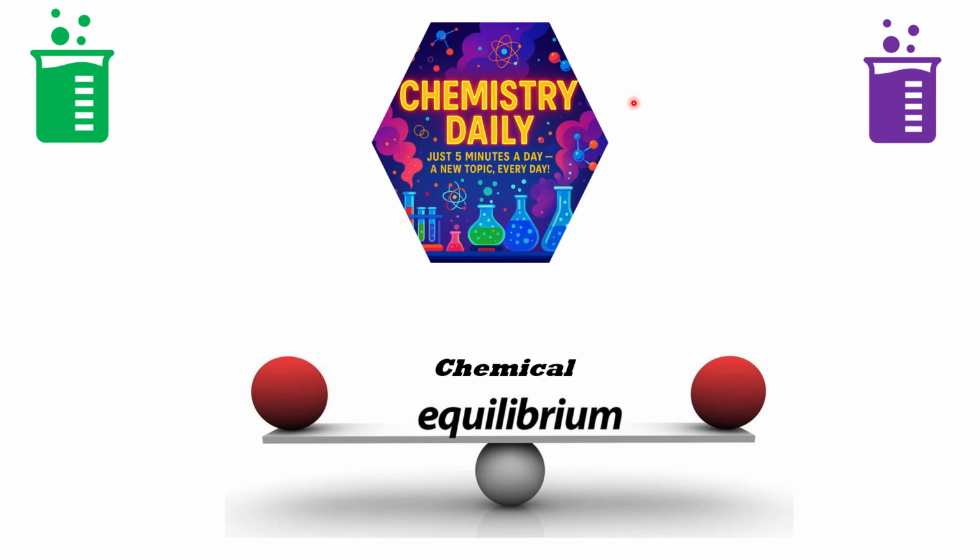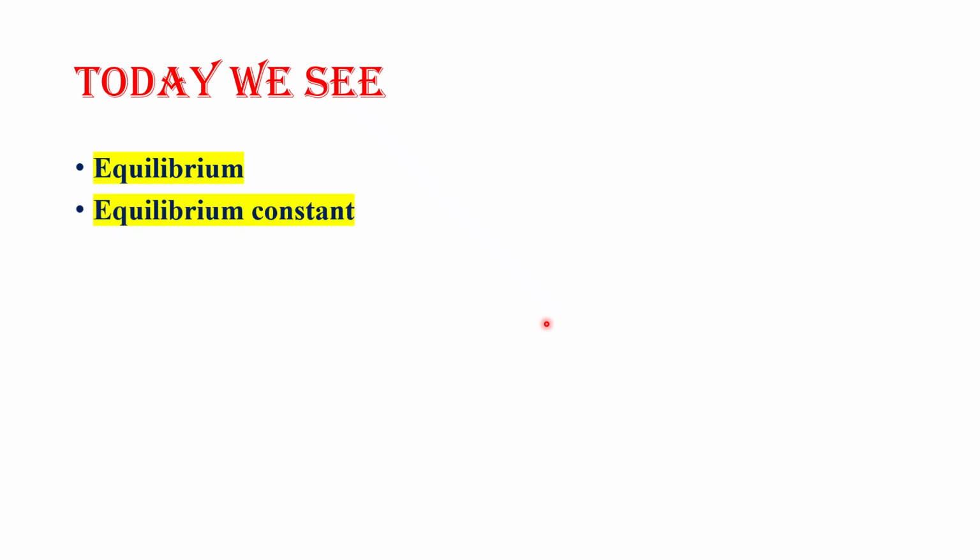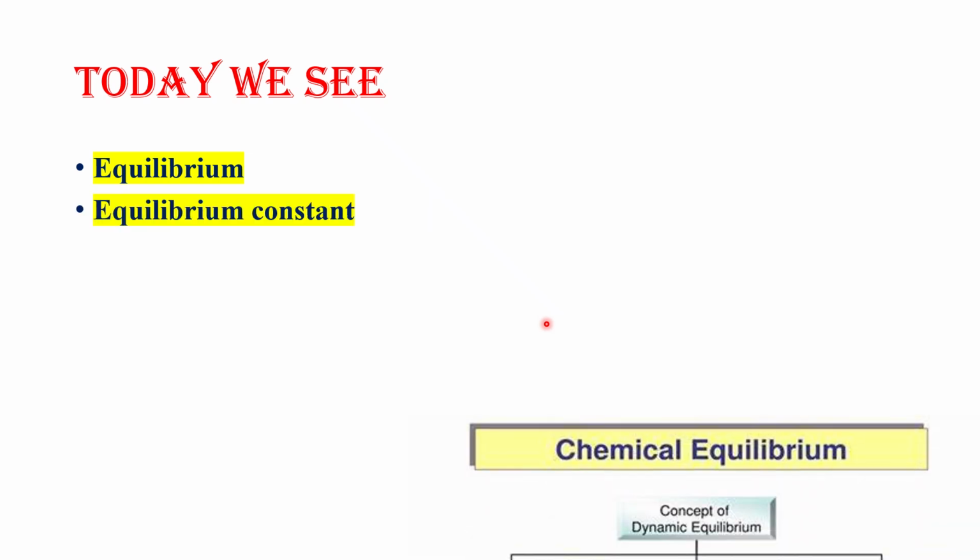Today onwards, we see the concepts from chemical equilibrium. Okay, let's move to today's session. Today we see what is equilibrium, that means chemical equilibrium and the chemical equilibrium constant.